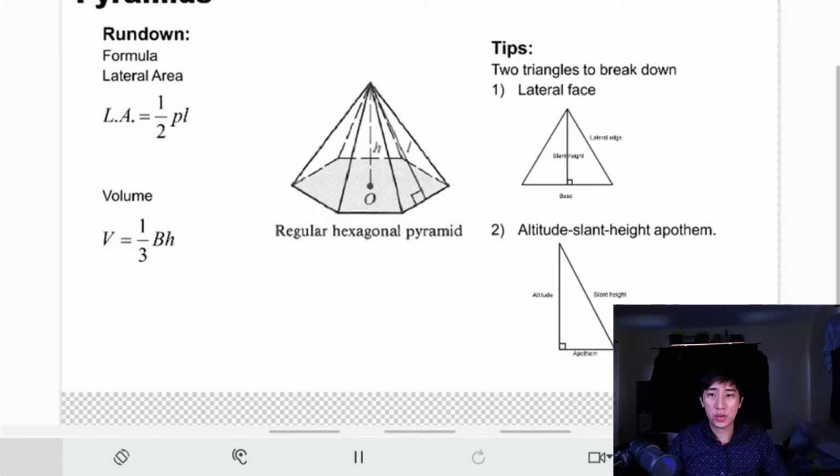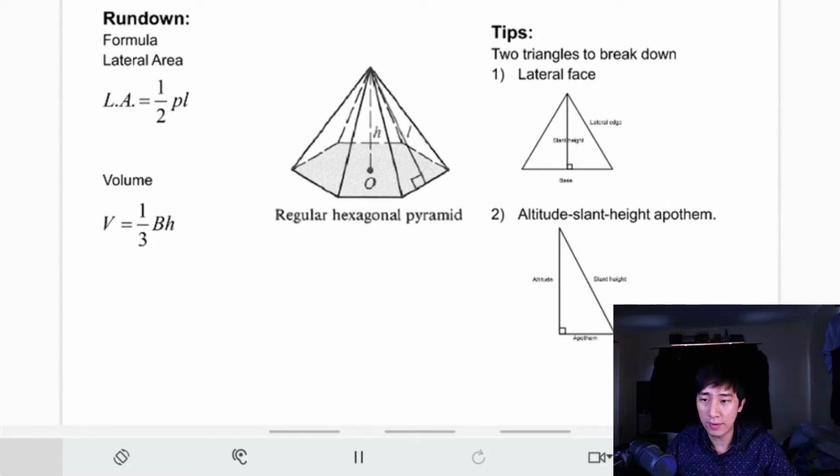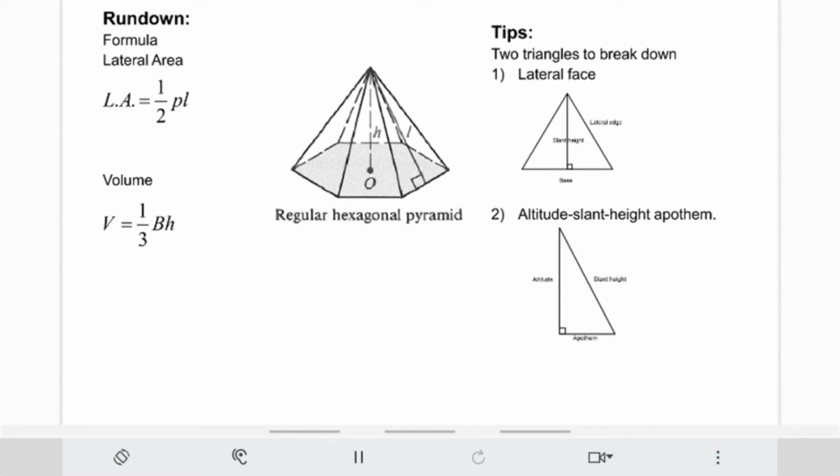There are two major triangles that we try to break down. Number one, we have our lateral face, and number two, we have our altitude, slant height, apothem triangle. Now the last triangle that we do have is our altitude, lateral edge, and radius triangle. That one also works, but again, that one's a little bit less used.